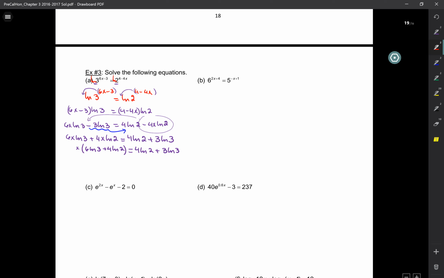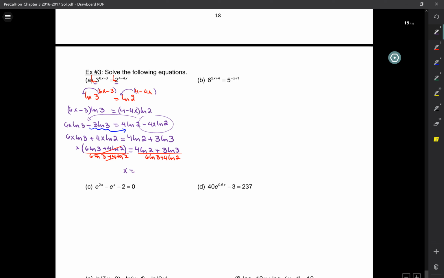All right, what do I do now? I divide by 6 ln of 3 plus 4 ln of 2. So this goes away, and I have x equal to. Now, let's do some condensing here. This will become an exponent, so it's ln of 2 to the 4 plus ln of 3 to the 3 over ln of 3 to the 6 plus ln of 2 to the 4.